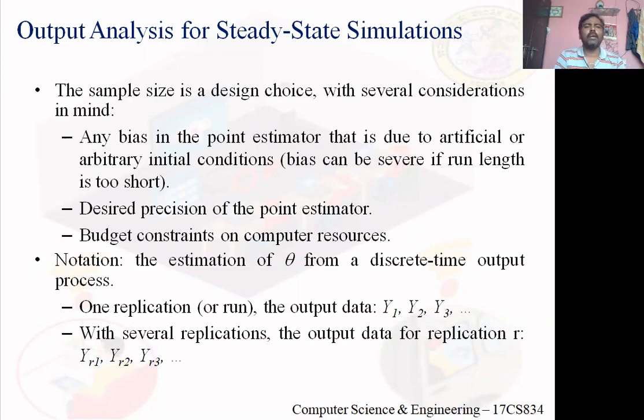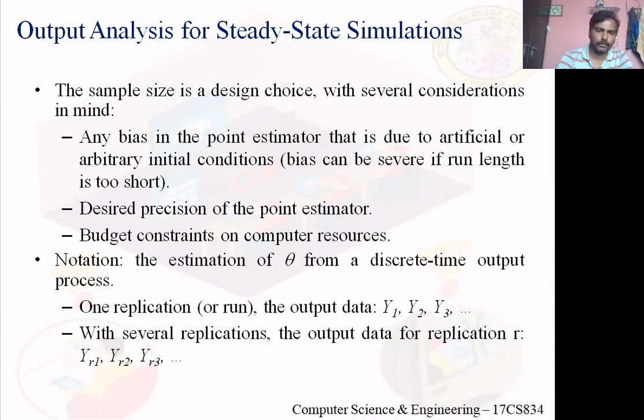And the sample size should be such that there is precision in the point estimator, meaning accurate. And the sample size should also be selected considering budget constraints. Got it? So coming to notations, as usual, theta cap for discrete performance measurements, pi cap for continuous performance measurement.